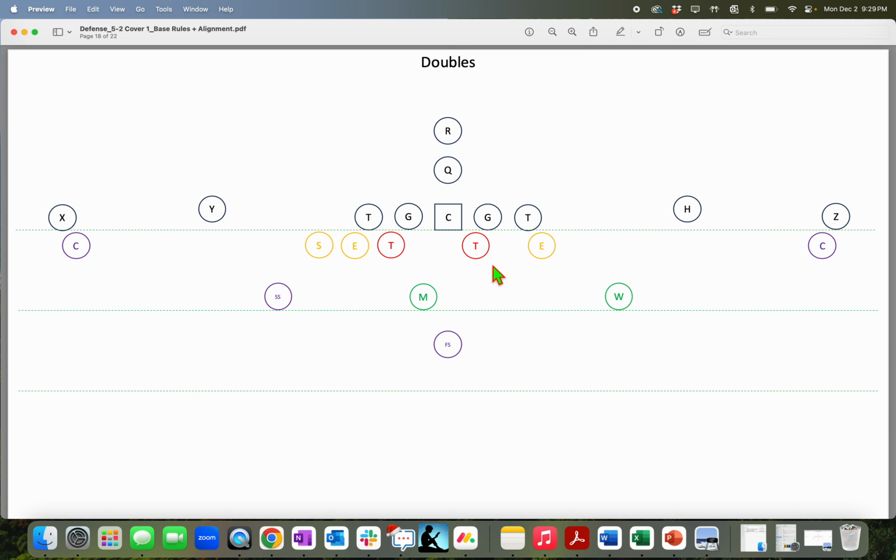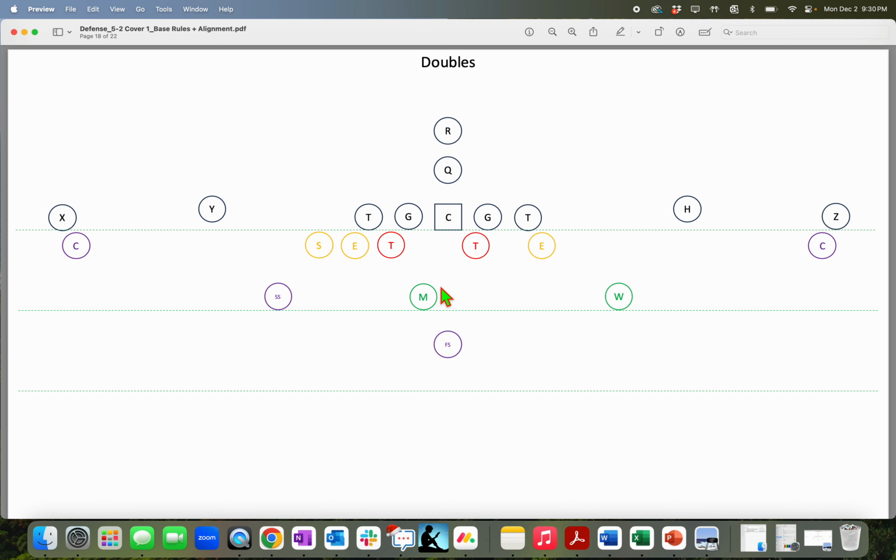So let's take a look at 10 personnel, same thing. You're just going to split the wide receivers. You're going to take the deepest number two or number three to either side of the field, reading the eyes of the quarterback. As soon as the quarterback throws the ball, then you are just a ball hawk.